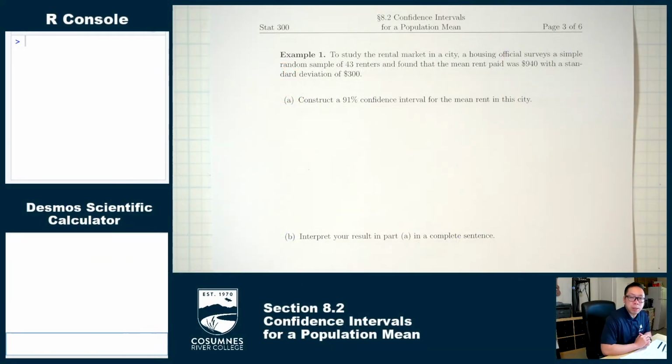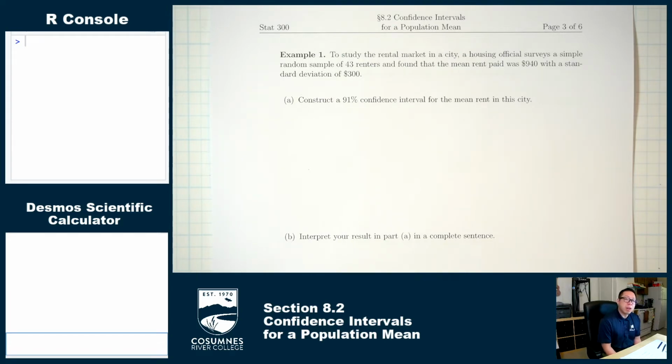All right, I'm ready to try some examples now. Example 1. To study the rental market in a city, a housing official surveys a simple random sample of 43 renters and found that the mean rent paid was $940 with a standard deviation of $300. Part A, construct a 91% confidence interval for the mean rent in this city.